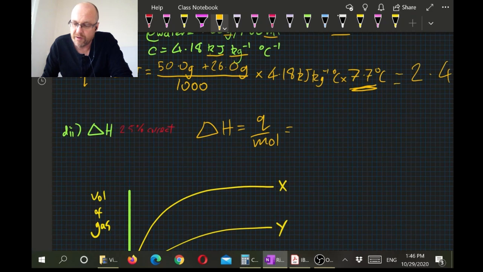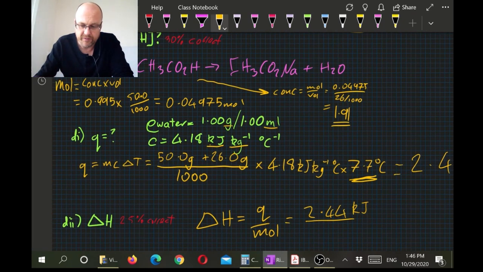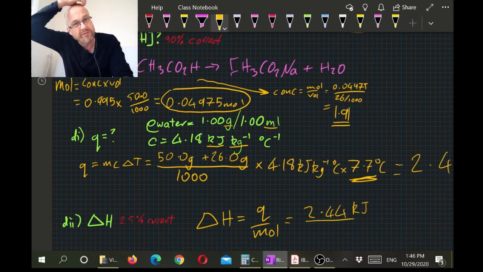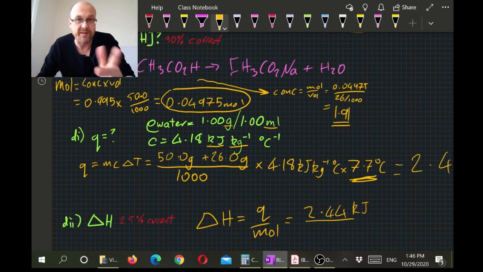So Q, well, I've got that's 2.44 from the question above, and that's kilojoules. And how many moles? Well, I've got this many moles of the sodium hydroxide, and I've also got that many moles of the ethanoic acid. Do you add them together? No. Just pick one of them. It doesn't matter. They're the same, but don't add them up.